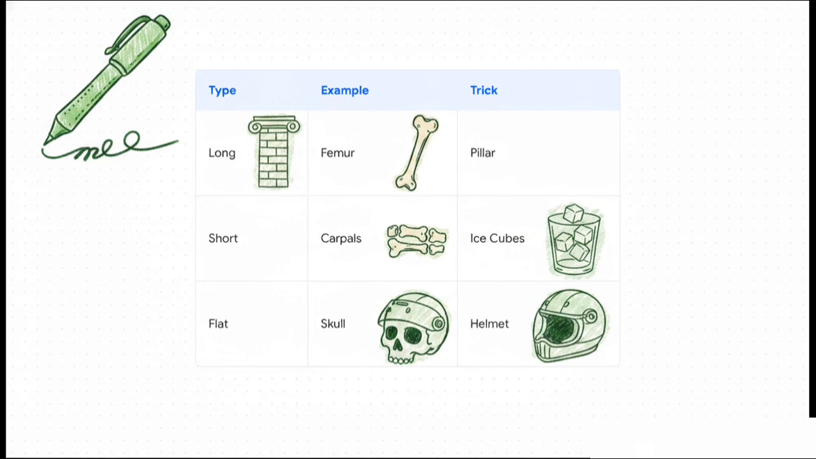So for long bones, like the femur, just visualize a tall pillar. For short bones, like the carpals in your wrist, picture ice cubes rattling in a glass. And for a flat bone, like the skull, think of a flat helmet you'd wear while riding a scooter. Connecting these biological structures to everyday objects makes them almost impossible to forget, right?